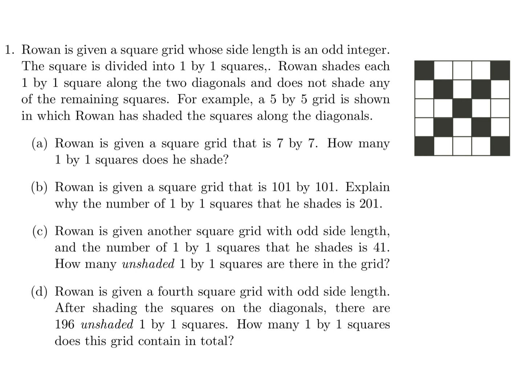Row 1 is given a square grid whose side length is an odd integer. The square is divided into 1 by 1 squares. Row 1 shades each 1 by 1 square along the two diagonals and does not shade any of the remaining squares. For example, a 5 by 5 grid is shown in which Row 1 has shaded the squares along the diagonals. Row 1 is given a square grid that is 7 by 7. How many 1 by 1 squares does he shade?